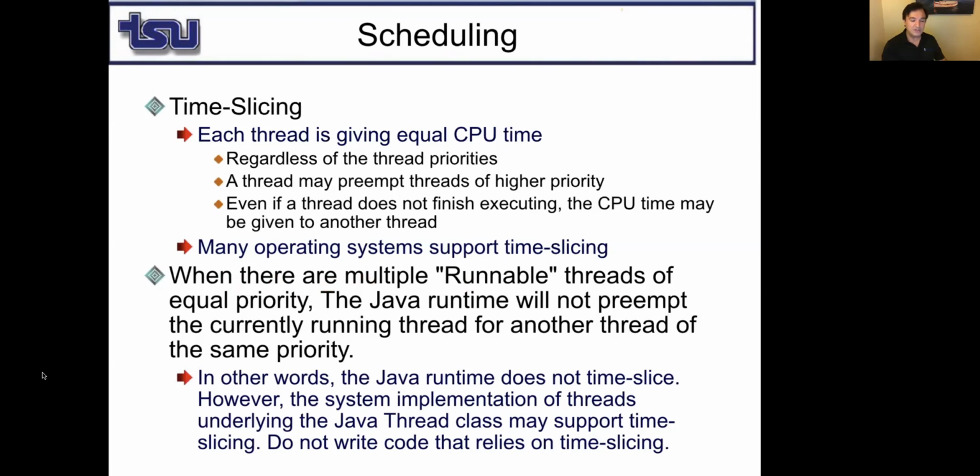When there are multiple runnable threads of equal priority, okay? Well, if you do preemptive scheduling, the Java runtime will not preempt the currently running thread for another thread of the same priority, okay? So Java runtime is not gonna do time slicing. Java runtime is going to check the currently running thread. It will run even if there are other threads with the same priority. Java runtime is gonna make sure that the first thread is completed before the second thread can run. So Java runtime does not do time slicing.